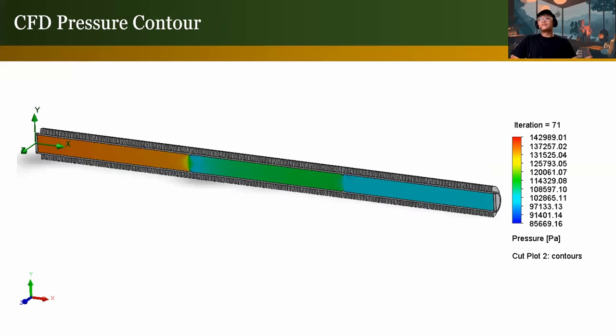And here is our pressure contour from our CFD analysis. We can see that we have a high pressure starting at the evaporator section, and going down the heat pipe, we have a pressure drop, which is as expected.